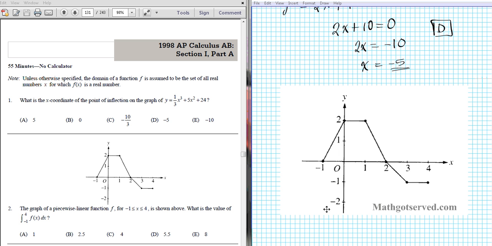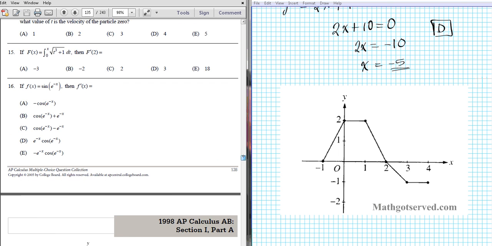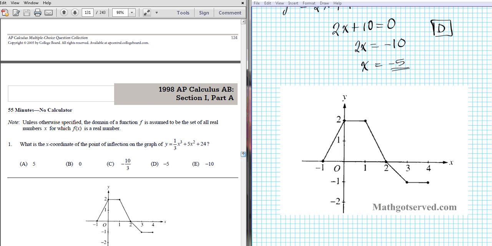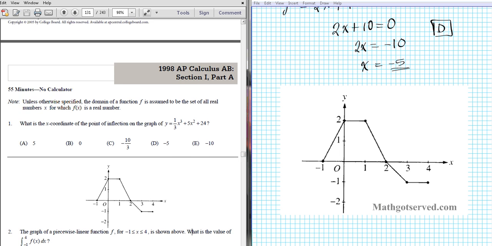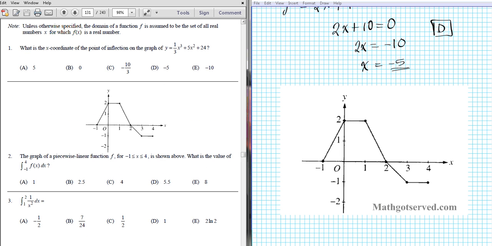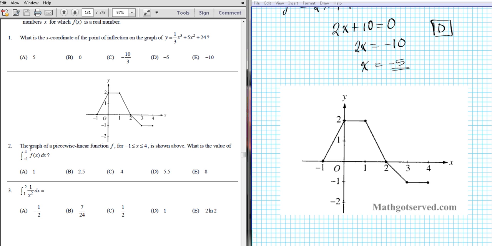All right, so for number 2, we're given a graph of a piecewise defined function, and we're told that the graph of a piecewise linear function f from -1 to 4 is shown above. What is the value of the definite integral from -1 to 4 of f of x dx, okay?